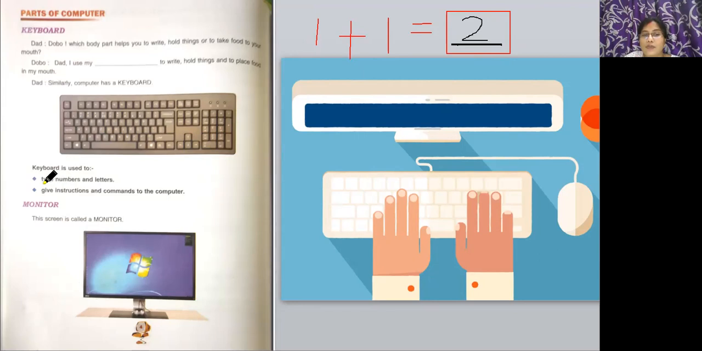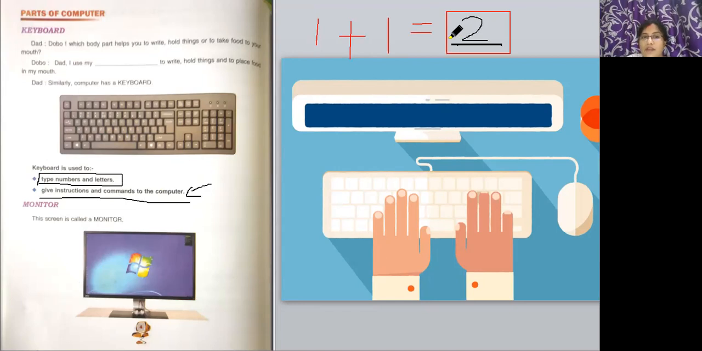So the keyboard is used to type numbers and letters. Also, it helps us to give instructions and commands to the computer. If I want the computer to do addition, subtraction, play music, play a video for us, yes, start up a game, all these things, if I want to tell them to the computer, I have to tell it through the keyboard by typing.